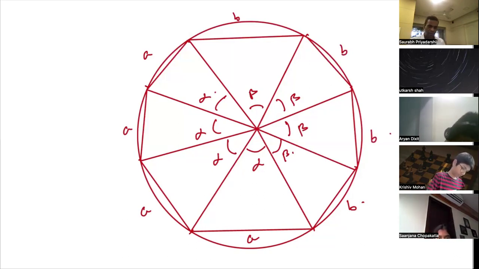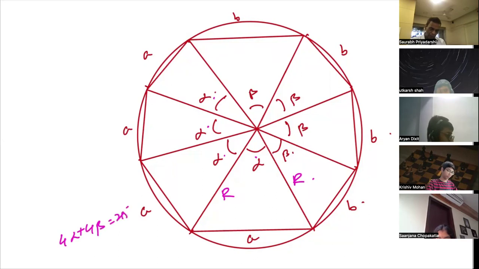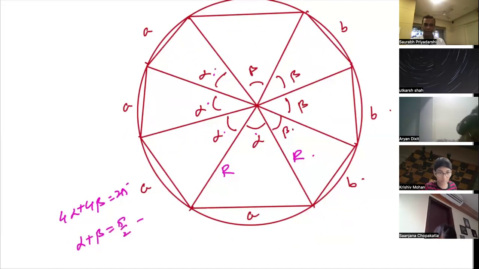See, it's a trigonometric solution, right? Very good. If the radius is r, this angle is alpha. So first thing, 1, 2, 3, 4, 4 alpha plus 4 beta is equal to 2 pi. So alpha plus beta is equal to pi by 2. This is the best hint, right? Then why is this the best hint?